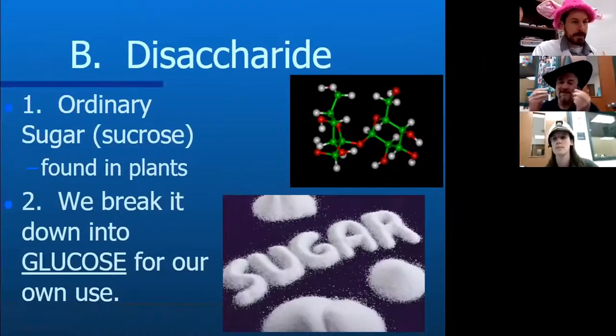Okay, so that is a disaccharide. Quick energy, because you only have to break it down in half in order to get it into your bloodstream, as opposed to what we're going to talk about next. It's going to take a lot longer to break down, so it's going to take longer to get in your system.